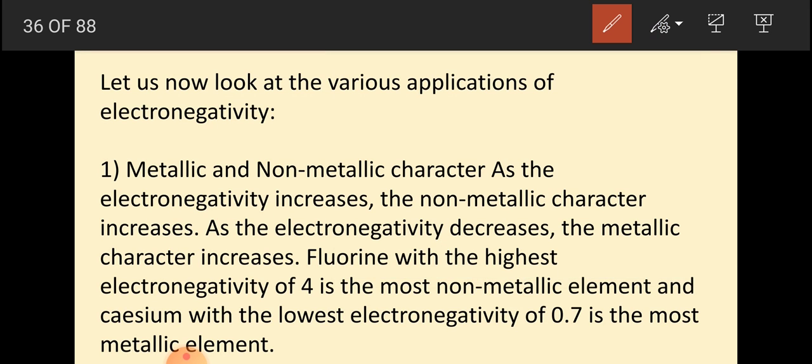As I have said, the difference is denoted by psi A minus psi B, meaning we are taking the difference of the electronegativities of two atoms. If it is small, the bond is polar covalent. And if the difference comes to 1.9, the bond is 50% covalent and 50% ionic.